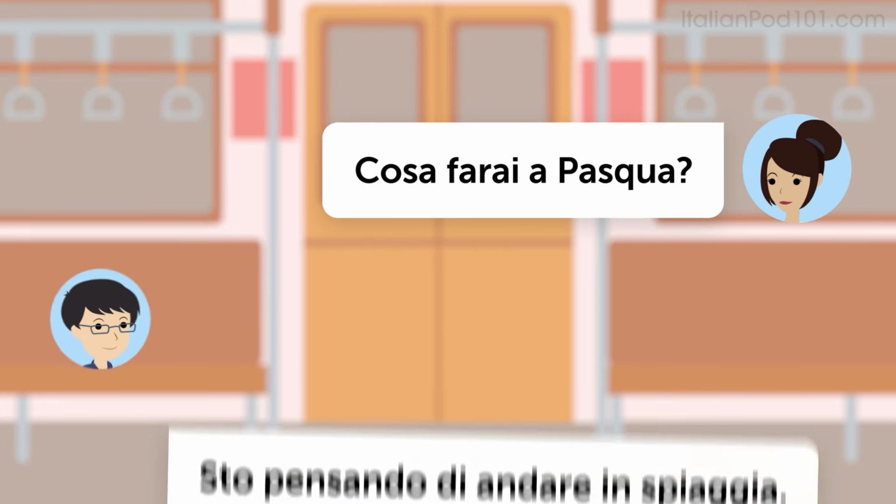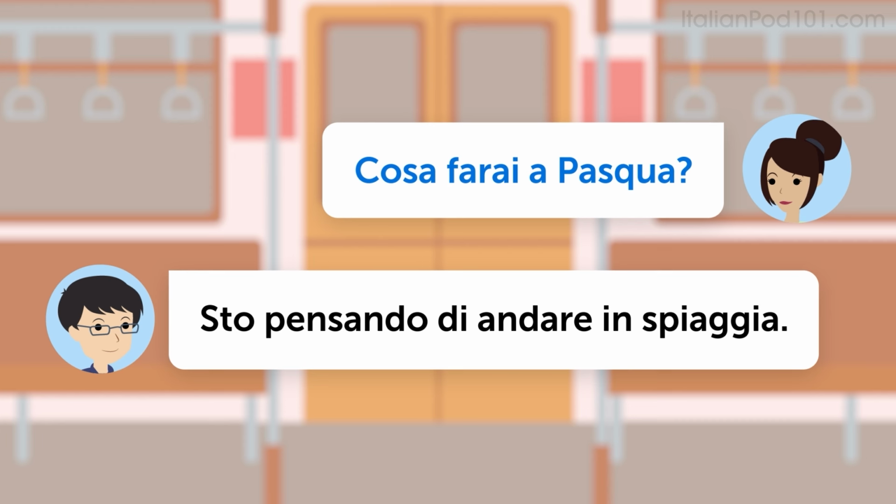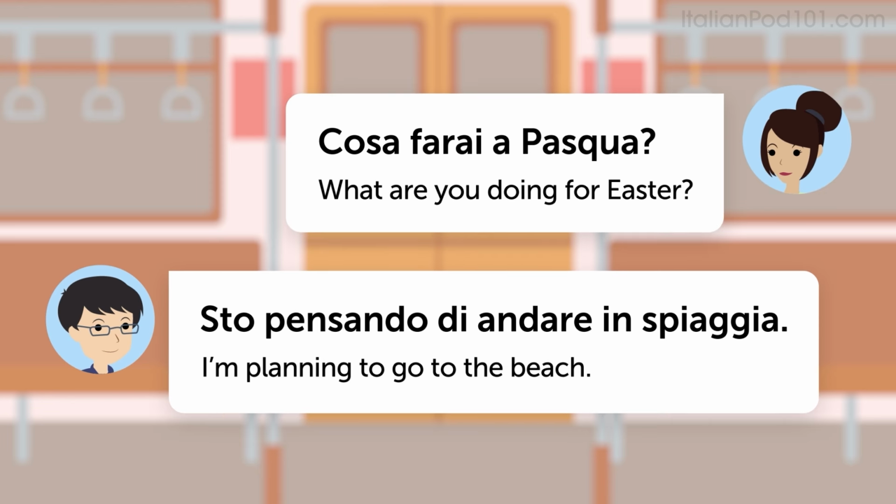Listen to the dialogue. Cosa farai a Pasqua? Sto pensando di andare in spiaggia. Once more with the English translation. Cosa farai a Pasqua? What are you doing for Easter? Sto pensando di andare in spiaggia. I'm planning to go to the beach.